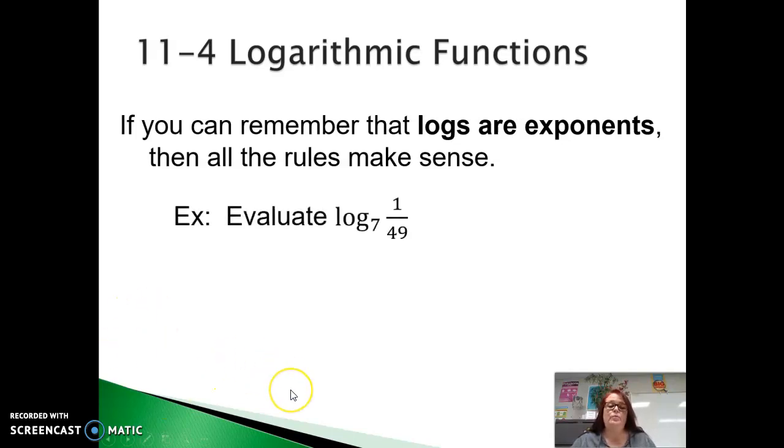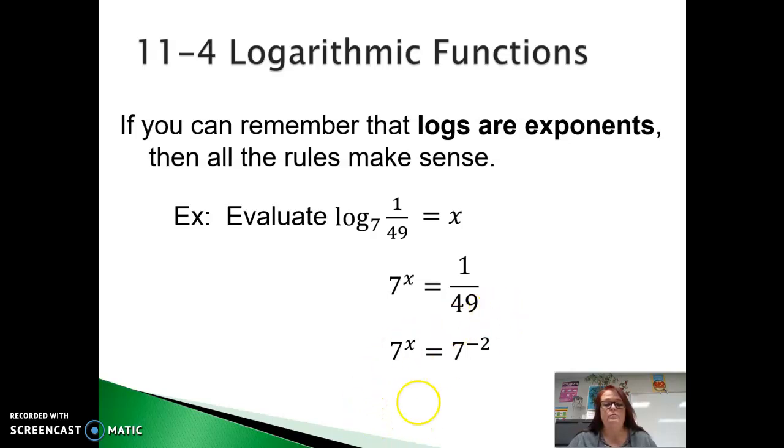So for example, if we want to evaluate the log base 7 of 1 over 49, I can set that equal to x, recognizing x is my exponent because logs are exponents. So we're going to say 7 to the x power is equal to 1 over 49. And then we're going to try to get them to have the same base. So 1 over 49 is really 1 over 7 to the negative 2 power, which means that x is equal to negative 2.